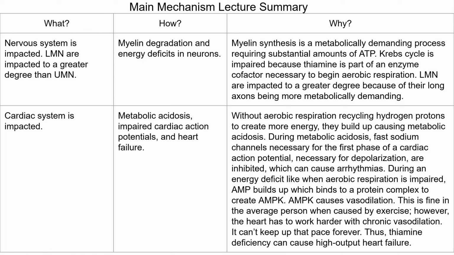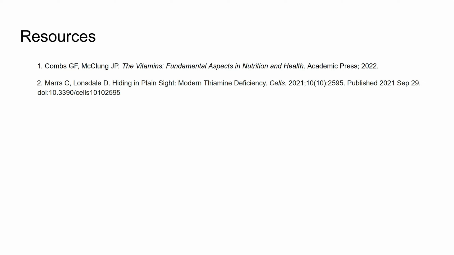During an energy deficit, like when aerobic respiration is impaired, AMP builds up, which binds to a protein complex called AMPK. AMPK causes vasodilation. This is fine in the average person when caused by exercise. However, the heart has to work harder with chronic vasodilation, which is why tachycardia is often a finding in this deficiency. The heart can't keep up at that pace forever, thus thiamine deficiency can cause high output heart failure.